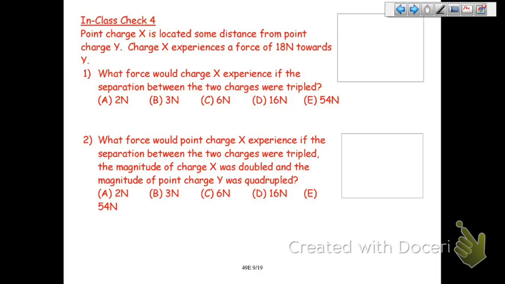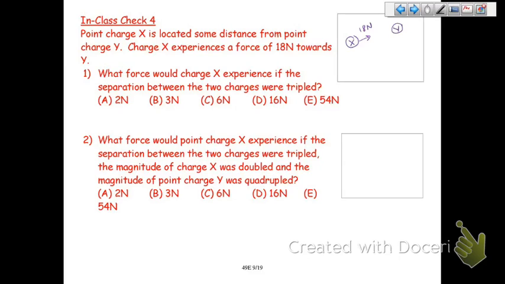Okay. A point charge X is located at some distance from point Y. So there's X. Charge X experiences a force of 18 newtons towards charge Y. So this is 18 newtons. What force would charge X experience if the separation between the two charges were tripled?